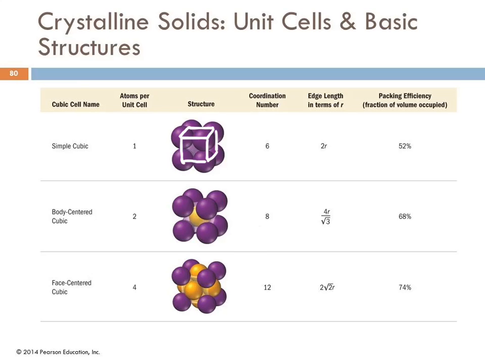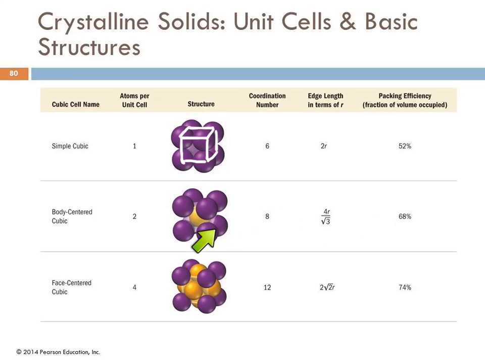The coordination number is 8 now, because they're touching 8 instead of just 6. The length of the side gets a little more complicated, because now we're looking at a triangle and using the Pythagorean theorem to find this distance, because these guys are not actually touching each other.